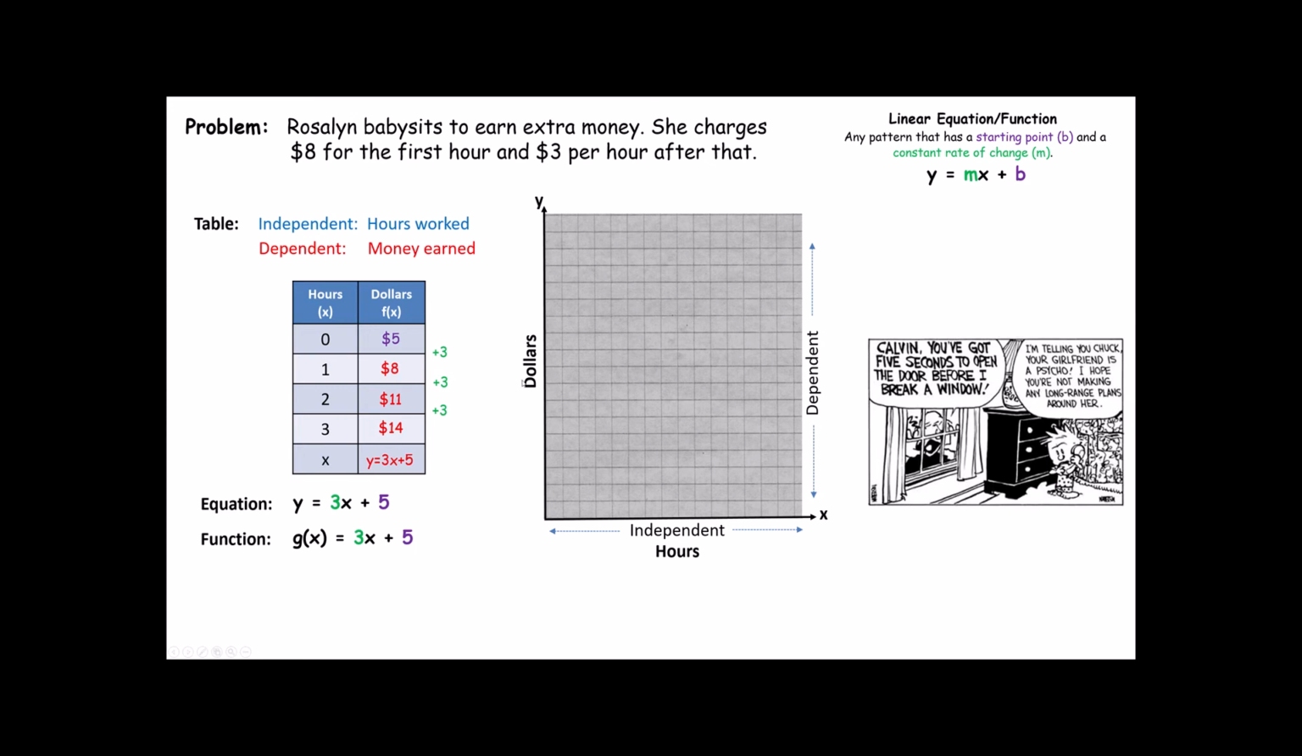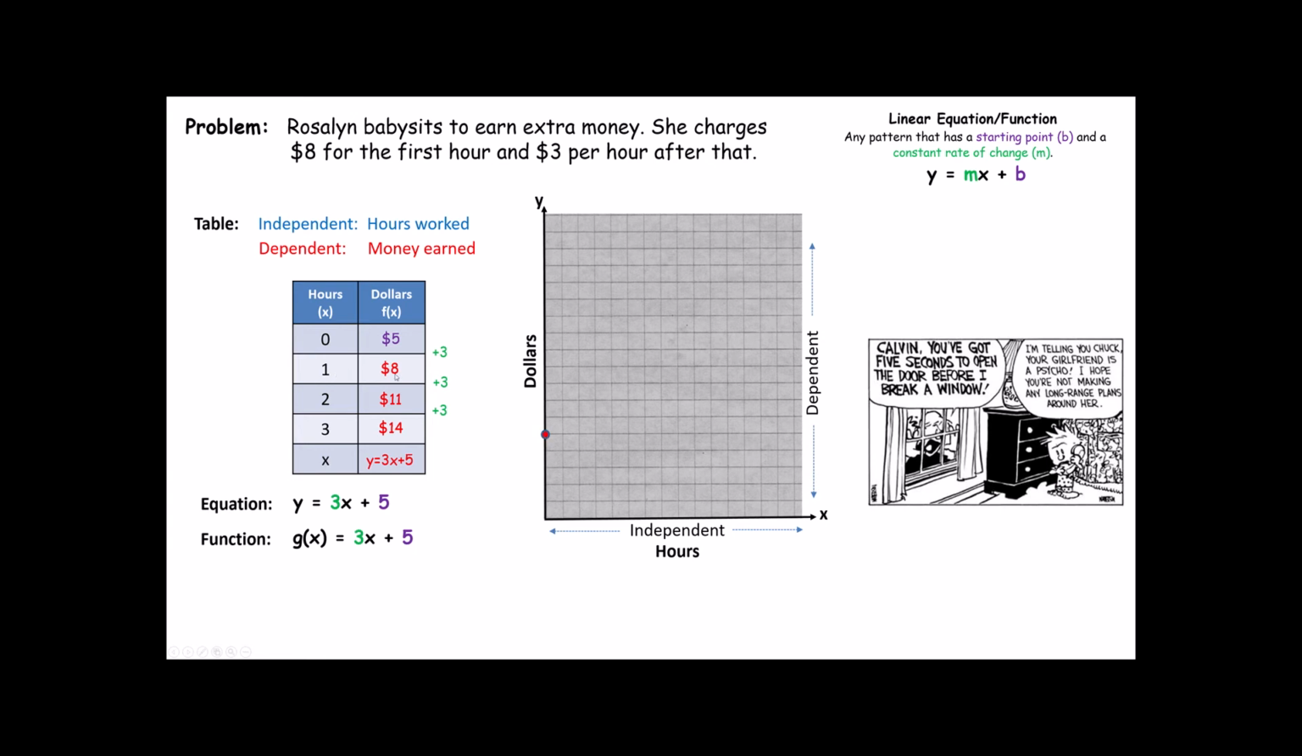Dollars, or y, or dependent all mean the same thing, and those are all going to be indicated on our vertical axis. So when I say if she works 0 hours, she earns $5, I would just represent that as a dot on that y-axis. Notice I've gone over 0 hours and up $5. She gets $5 just for arriving.